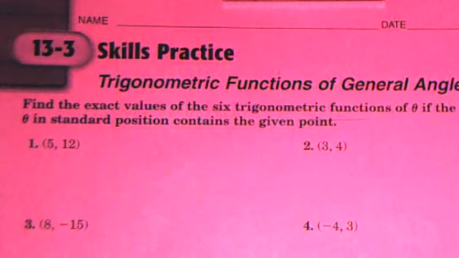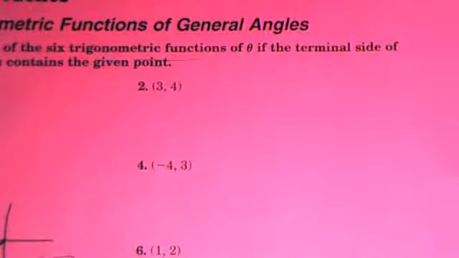For this video, I want to go over some examples of what we need to do for the 13.3 skills practice, which is titled Trig Functions of General Angles. So let's look at number 2 first. Sort of as an example, we'll do a couple of these. It says find the exact values of the 6 functions of theta if the terminal side of the angle in standard position includes the given point.